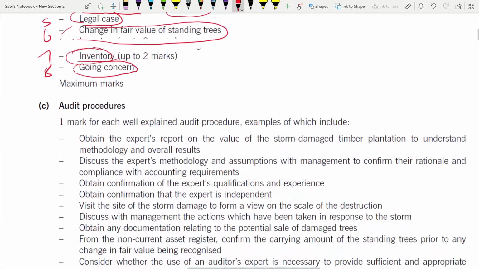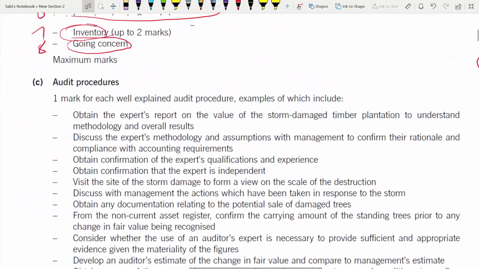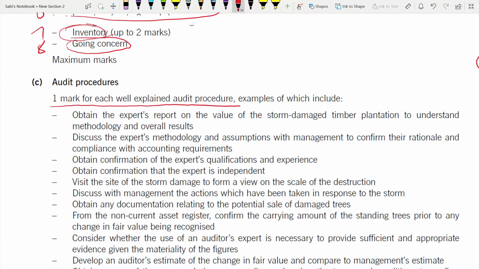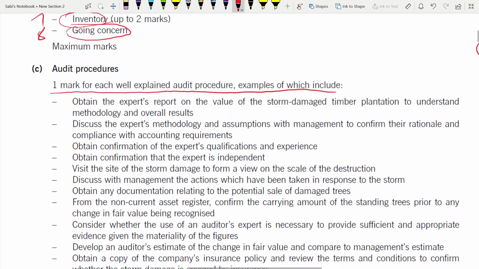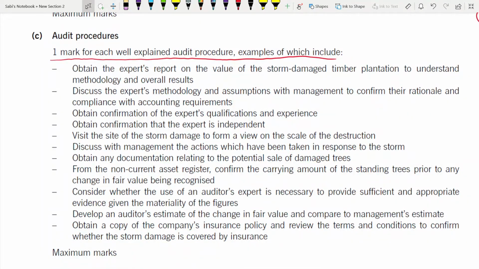The audit procedure. It was for, I think, 6 marks. It is for 6 marks. So 1 mark for each well-explained audit procedure, examples of which include. Here they have given all the possible answers. You don't have to write all. You just have to write 6 because 6 marks, right? So when the marks are less than 10, it is 1 mark for each point. Okay, but if the marks are more, like more than 10, like 10, 20, then it's 2 marks for a point. Okay, that's how you need to plan. So definitely we are not going to go through all this list now. We are going to cover them in the answer. Okay, these are the audit procedure.